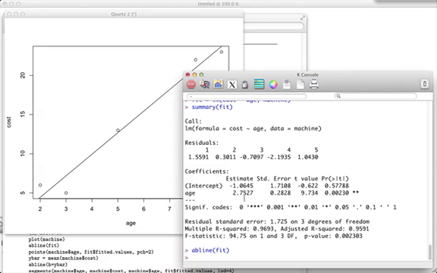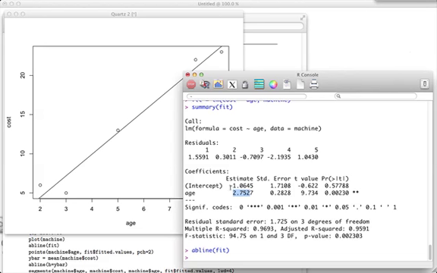Now, we might want to interpret these coefficients. What does 2.75 tell us? 2.75 tells us how much we expect costs to increase for every additional year that the machine ages. If we go from having a 2-year-old machine to having a 3-year-old machine, we expect to spend an extra $2,752 to maintain that machine.